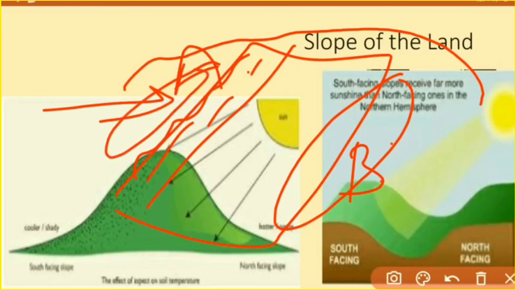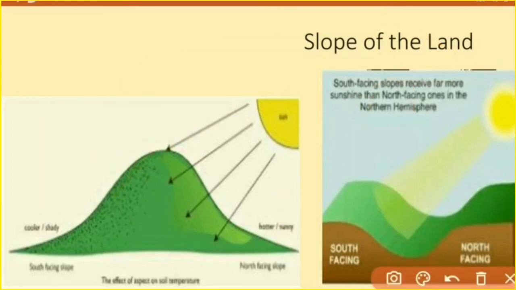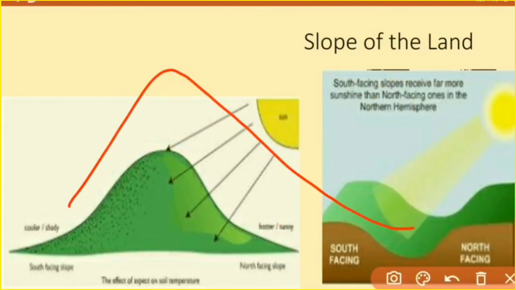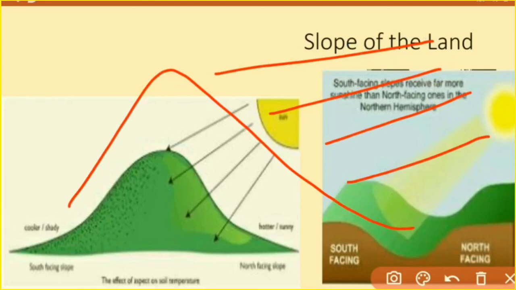In the same way, when we have mountains or plateaus or whatever place is there which is facing the sun, it will always have a high temperature, while the other portion which is in shadow will have a lower temperature. So this is about the slope of the land.